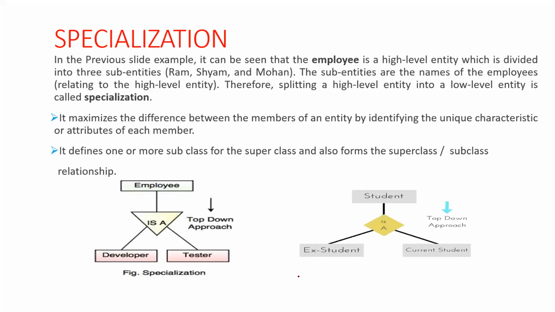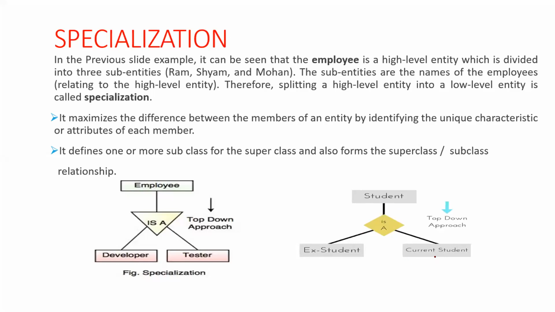Here we are breaking down into a number of entities, that makes the database schema larger. That means it is also a disadvantage, so more memory size will be required to store multiple entities. Now here we can see this example, student. Student means an ex-student of our college or a current student of our college. So this student is broken down into two entities, ex-student and current student.